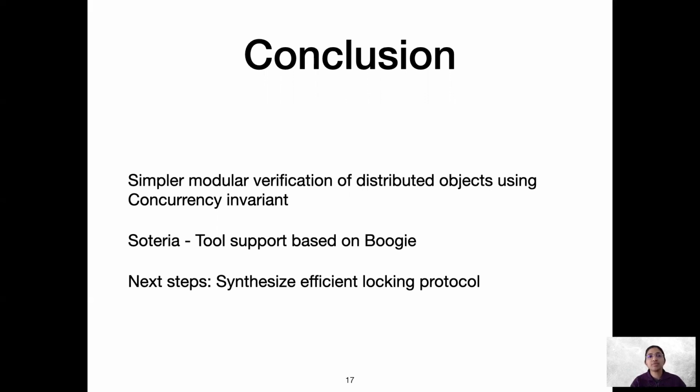As a next step, we are working on synthesizing efficient locking protocols. So we consider the dynamic characteristics of the object as well, like the frequency of the workload on each replica, and also the characteristics of the underlying network on which the replicas are distributed.